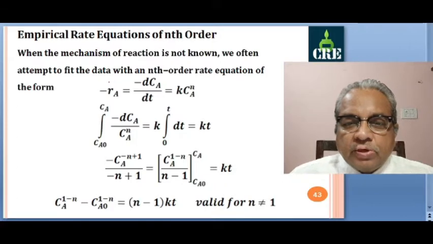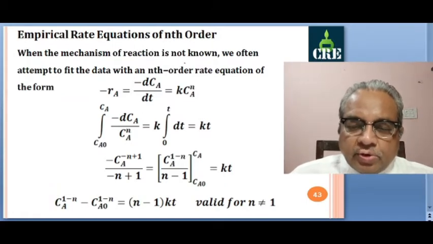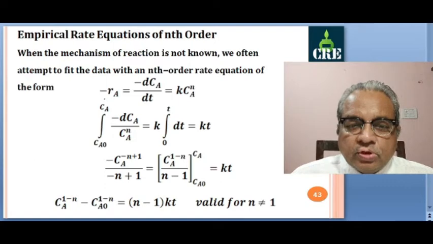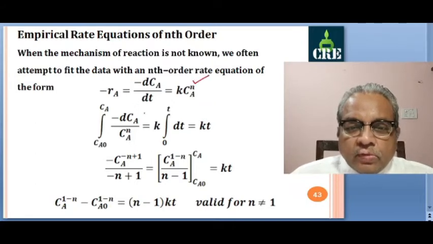When the mechanism of the reaction is not known, we try to fit the data with an nth order rate. We don't have any idea about what kind of rate law we have. So then we take it as an nth order general reaction: minus Ra is equal to minus dCA by dt is equal to k CA raised to n, where this n is the order.